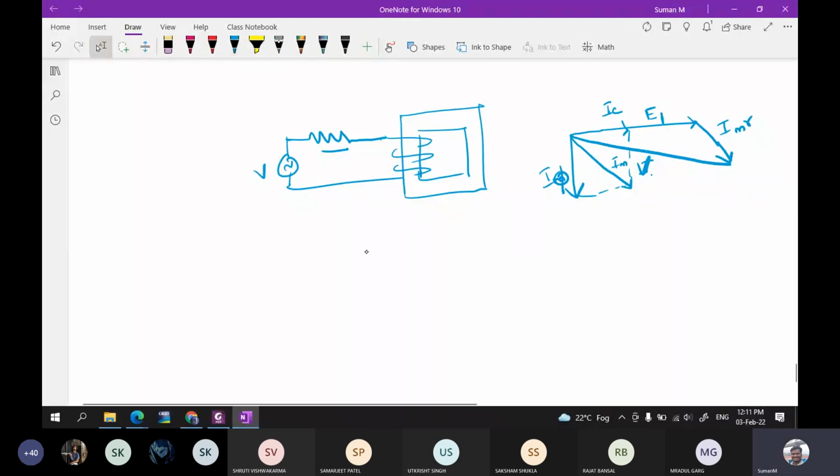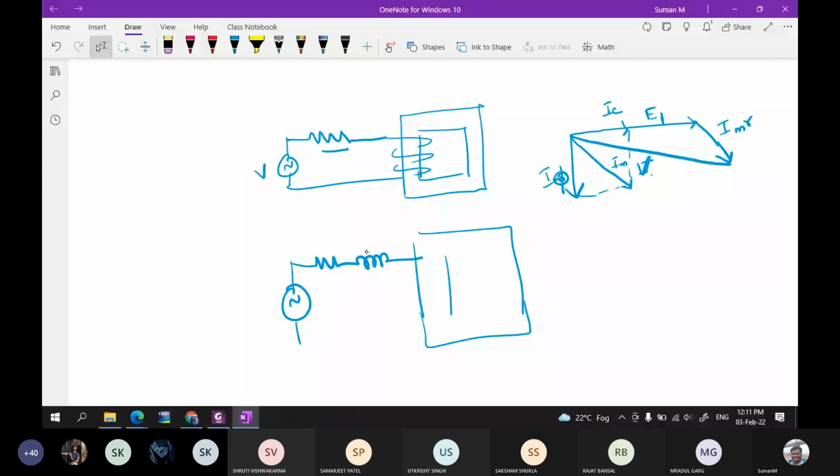After that, we were discussing something about including an inductor here, which is for the representation of the leakage flux. So after that, the circuit will become like this. Now this is voltage E1. Then this is the voltage across the inductor. This is the voltage across the resistor, and this is the source voltage.